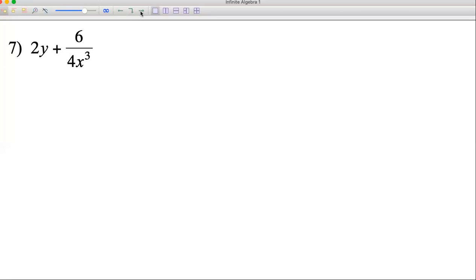4x cubed. Now what cancels? Not the x cubed. What cancels or reduces? Got a 2 and a 4. So the 2 and the 4 are going to turn into a 1 and a 2. So neatly written, it would be 4x cubed y plus 3 over 2x cubed. By the way, somebody needs to be checking my work on all these. Am I getting them all right? Oh, yeah. Okay.